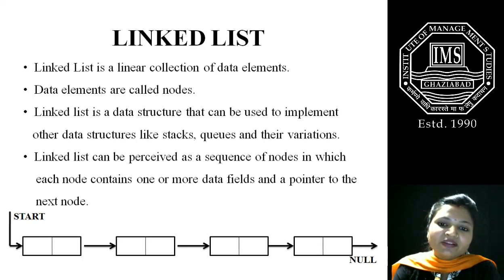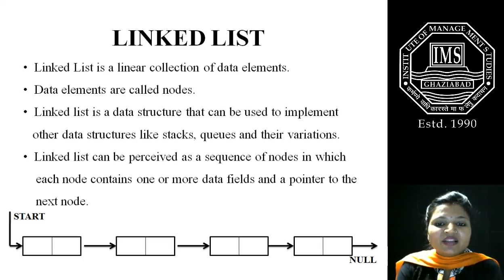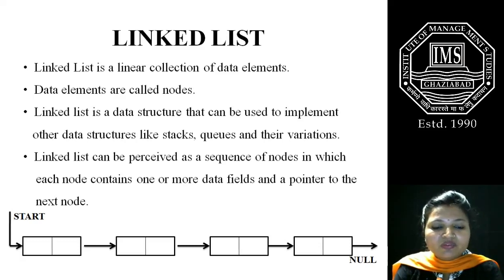We can also implement stacks and queues with the help of arrays, but each data structure has its own advantages and disadvantages. It is up to the user what he or she wants to implement, and what their requirements are. If the size of the stack and queue is fixed, we can implement it with an array. If the nature of the stack and queue is dynamic, we can implement it with a linked list. So a linked list can be perceived as a sequence of nodes in which each node contains one or more data fields and a pointer to the next node.